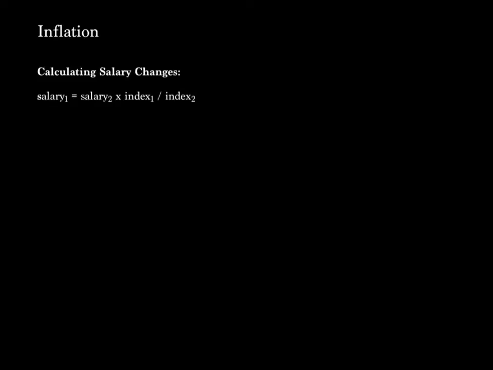The one in Dallas is offering me $20,000, and the one in Boston is offering me $25,000. Okay, and let's also say that the CPI in Dallas is 217.2, while the CPI in Boston is 257.2. Okay, so let's go back to our equation.